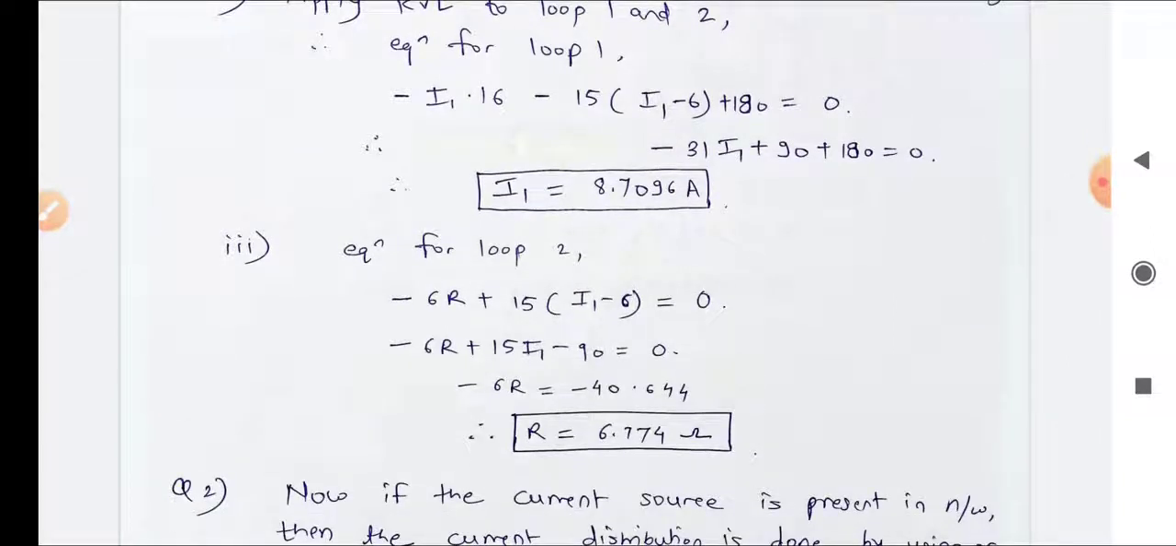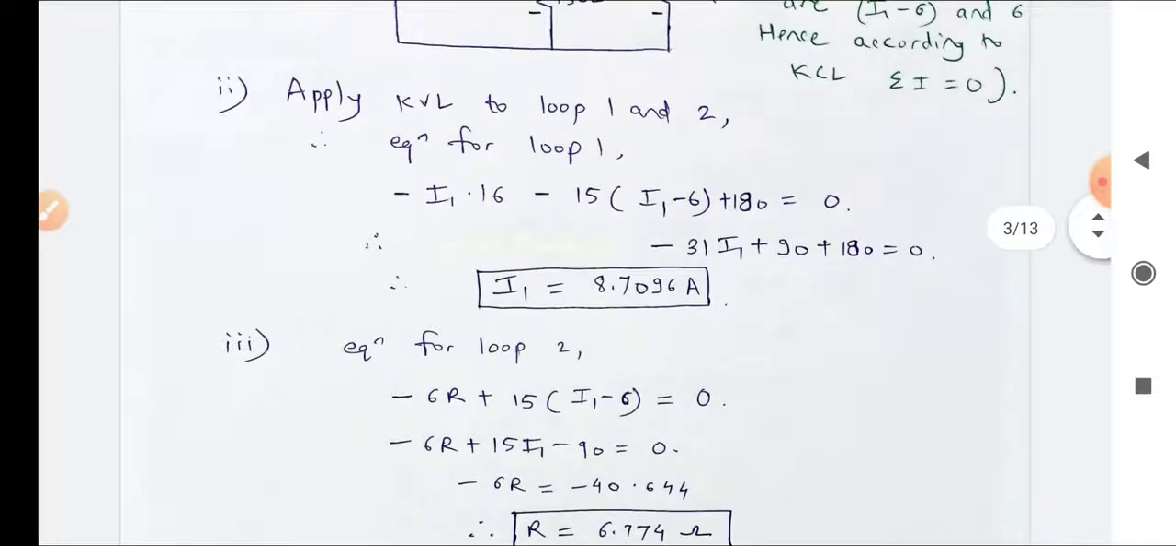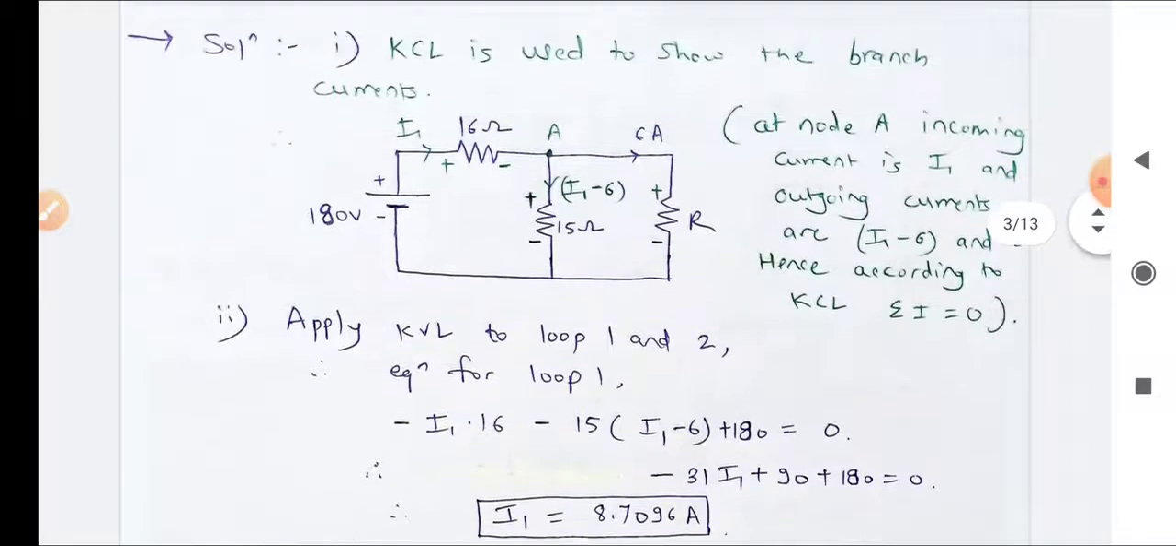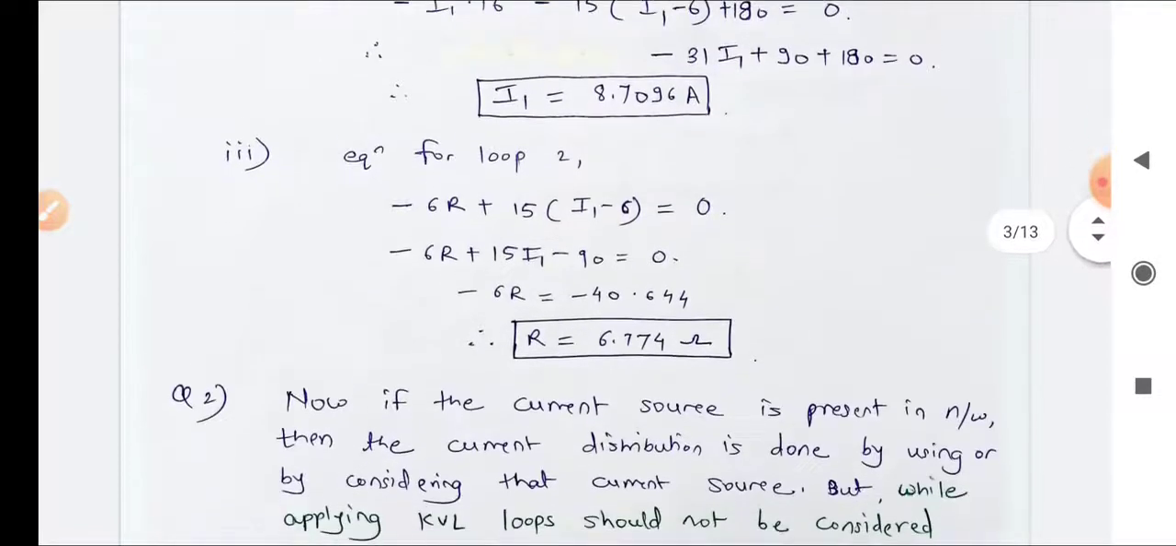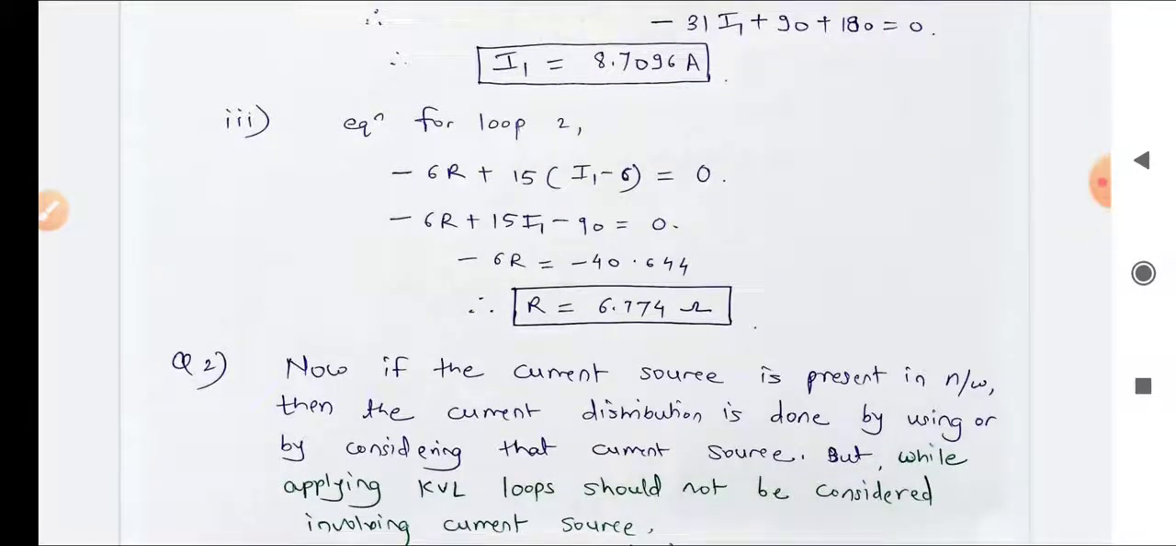The equation will be minus 6R plus 15 in bracket I1 minus 6 is equal to 0. As we know the value of I1, we can put that value in this equation and we can easily get the value of R. R is equal to 6.774 ohm. So this is how we are going to use KCL. KCL is used to show the branch currents, and after that we apply KVL equations.